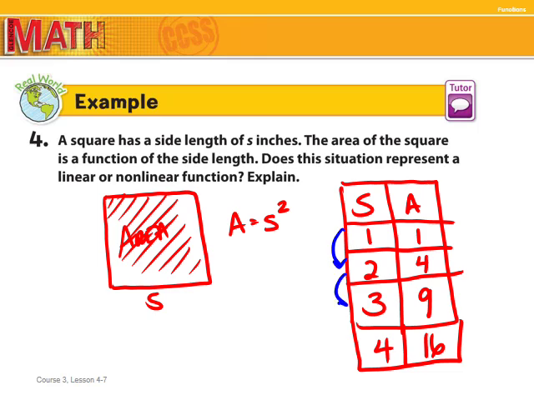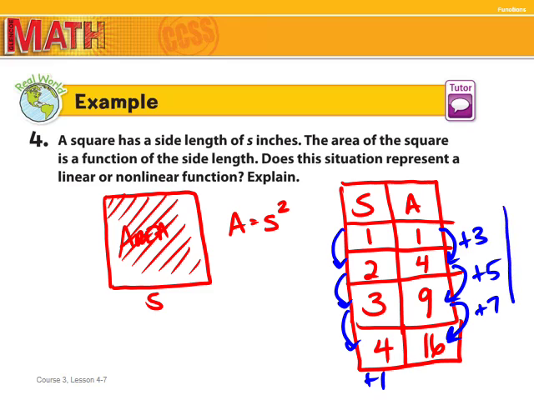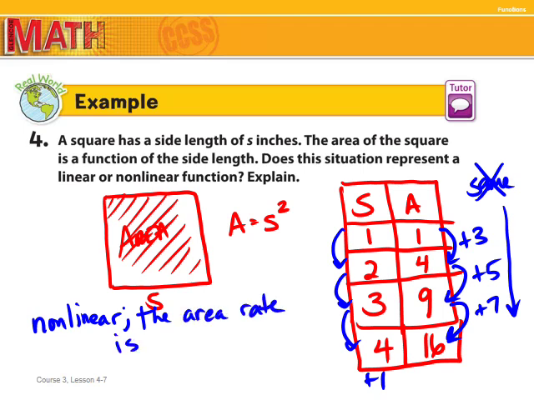The sides are going up by 1, so there's a constant rate there. From 1 to 4, plus 3. From 4 to 9, plus 5. And you can see from 9 to 16, plus 7. So there is not a constant rate. Remember, for it to be a constant rate, all the numbers have to be the same. In this case, they're not the same. So does this situation represent a linear or nonlinear function? We're going to answer nonlinear. Explain: the area rate is not constant.